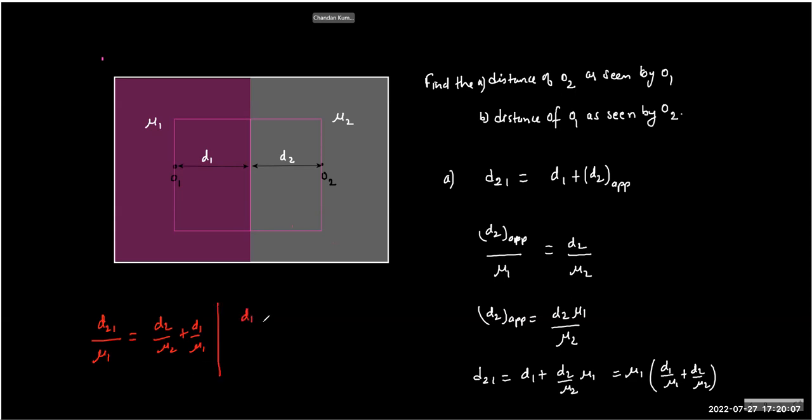Similarly, D12, the distance of one as seen by two, we can get by mu2 using the direct formula. So D12 turns out to be D2 plus mu2 by mu1 into D1. You can think of it as the slab formula, or as apparent over real, it is up to you how you want to understand this. Is this clear? Are you sure?